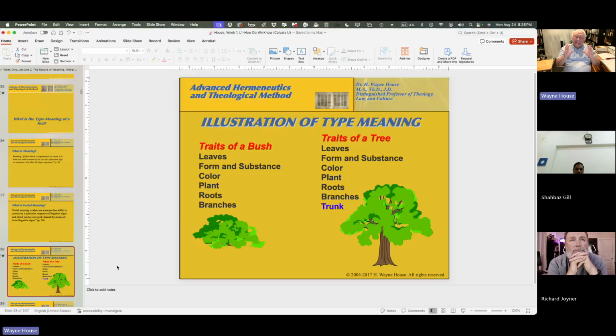This is what we mean by type meaning. Things can seem similar and they're not, things can seem the same, I should say, but they're actually only similar in their meaning. Are you with me on that understanding? This becomes very important later on in interpretation.